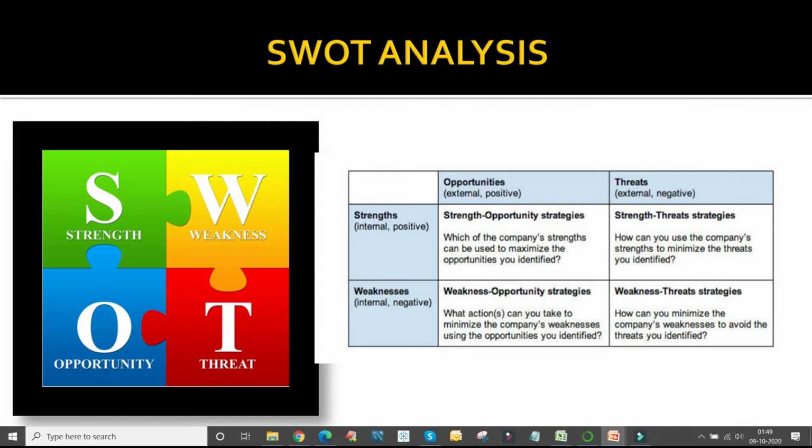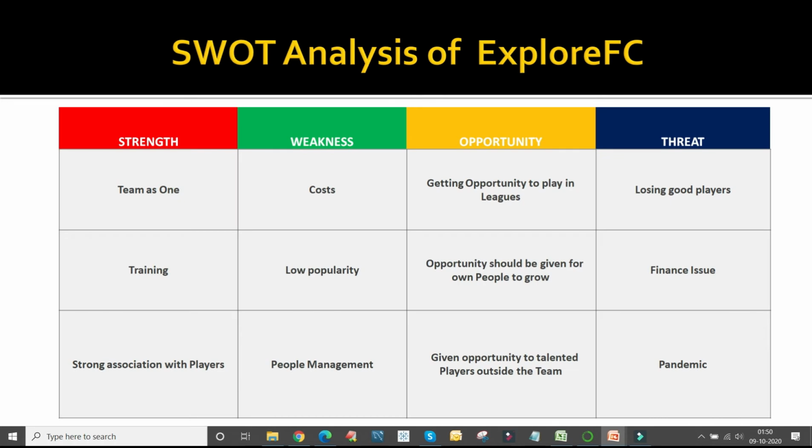That's very important. First we have to understand these things very well so that we can put our business into these 4 quadrants, and then check where exactly my business is standing. Okay, so we'll move on to the next slide, where I have made a small analysis of Explore FC, the problem we have just discussed.